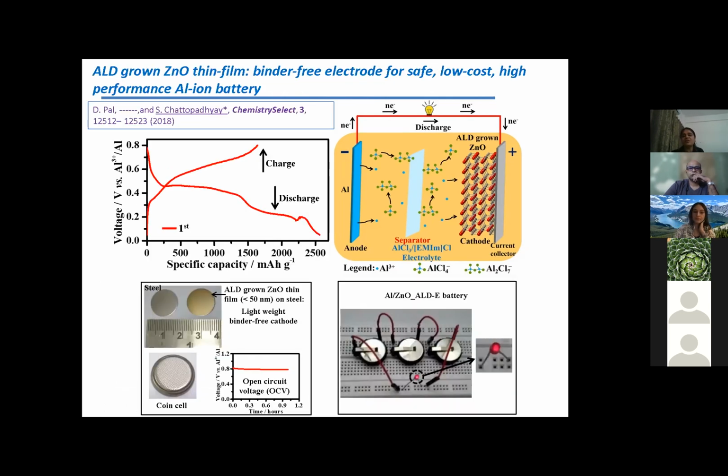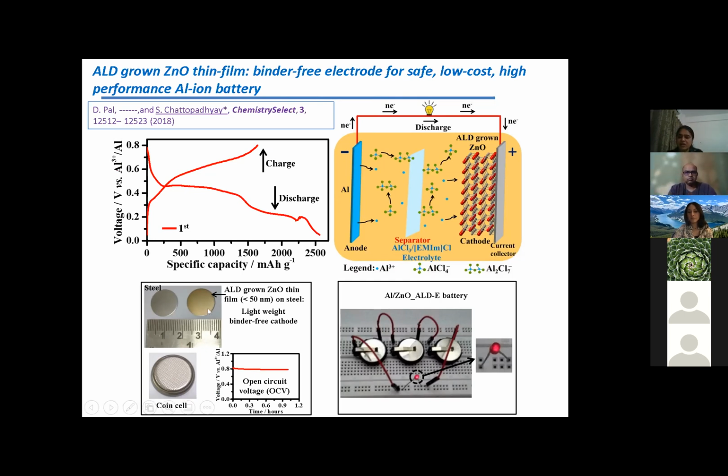Now the important, interesting point here: the discharge capacity for our system, with the 20 to 50 nanometer film cathode, shows a capacity of around 2500 milliampere hour per gram for the first cycle. As I have told, the average for a lithium battery is 370. It is really good. Of course, the charge capacity is less. I will show the Coulombic efficiency afterwards.